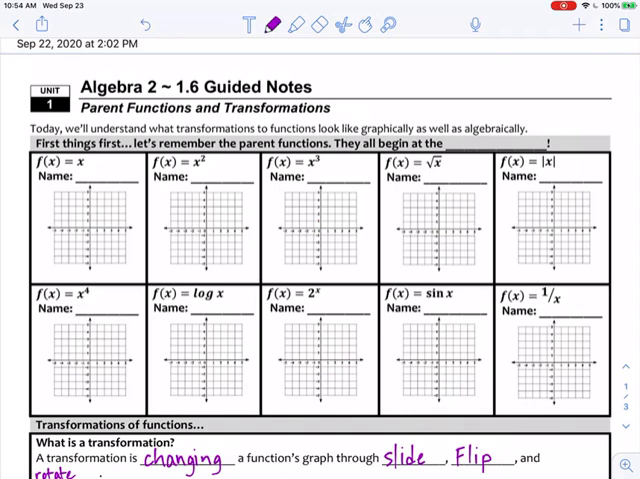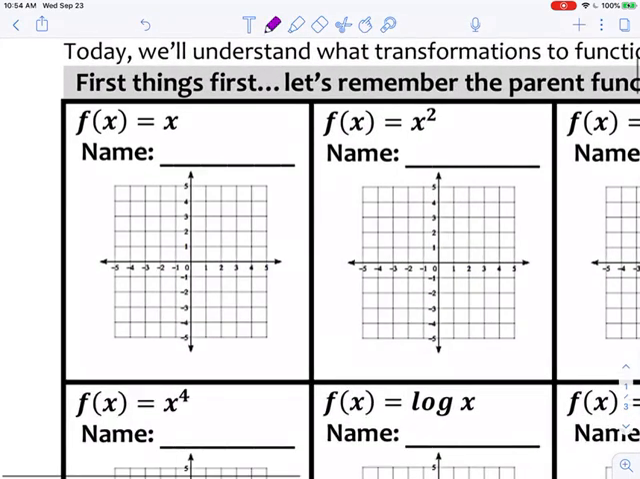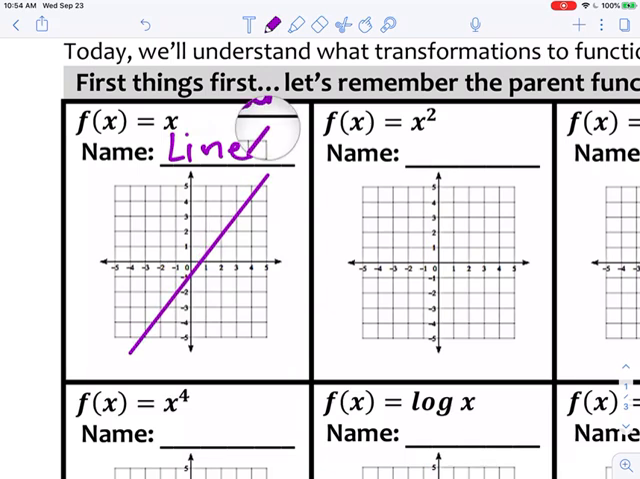We're seeing 1.6 guided notes today about parent functions and transformations. First thing we're going to go through and talk about all of our parent functions again here. So f of x is equal to x. That would be our linear. And our parent function of a linear goes right through the origin and through all of those diagonals, if I can make that draw correctly.